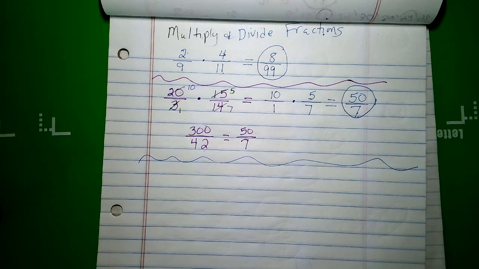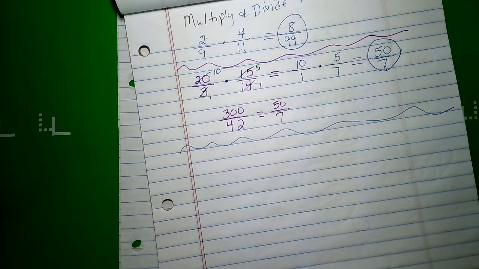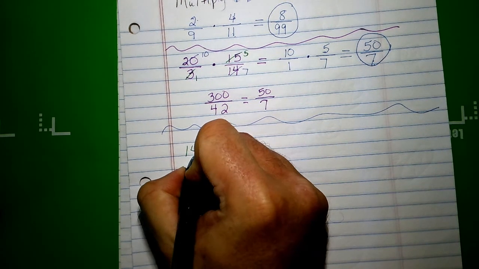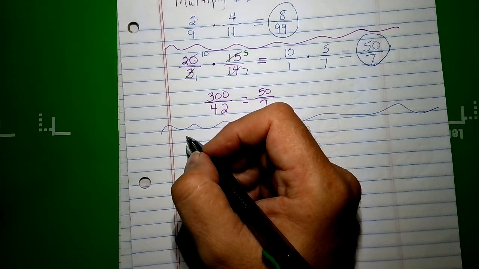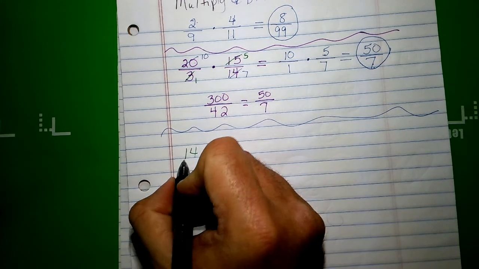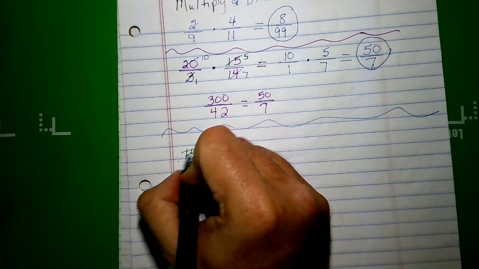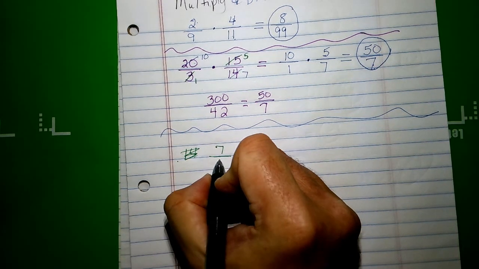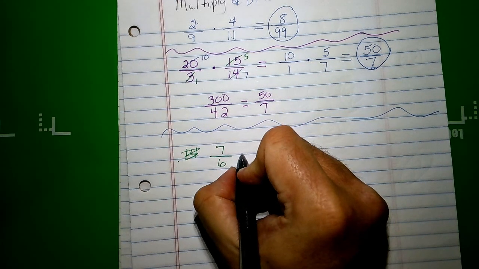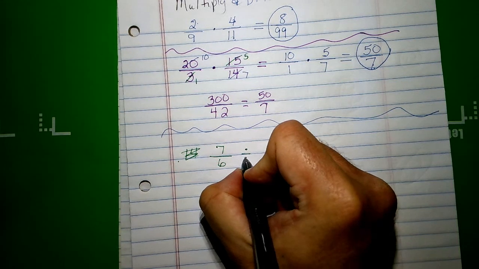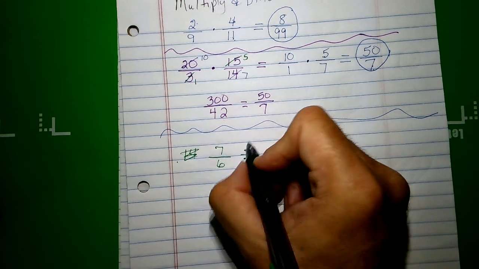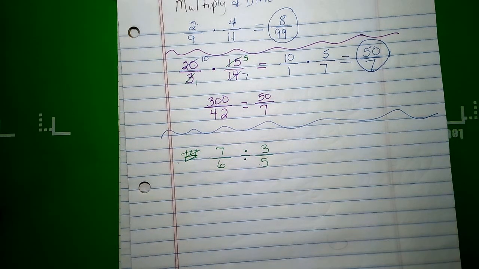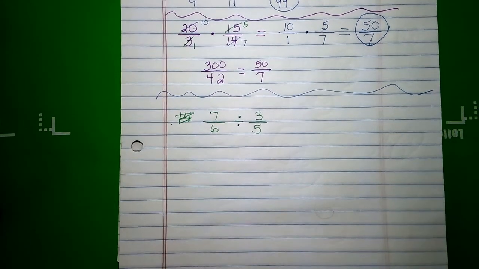Now, what about division? How do we divide fractions? So, here's the division problem. No, it's not. Let's use this one instead. 7 over 6 divided by 3 over 5. Do y'all remember how to divide fractions?